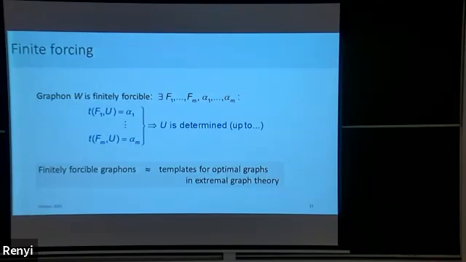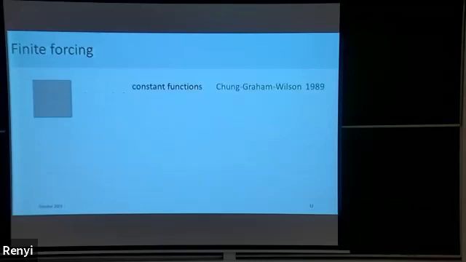In extremal graph theory, we are always talking about questions like, if the edge density is 1/3, what is the minimum of the triangle density, or the maximum, and so on. And so these finitely forcible graphons are sort of templates for optimal graphs, optimizers in extremal graph theory. And so if we understand the structure of them, then we get important information about extremal graph theory. So let's look at some finitely forcible things.